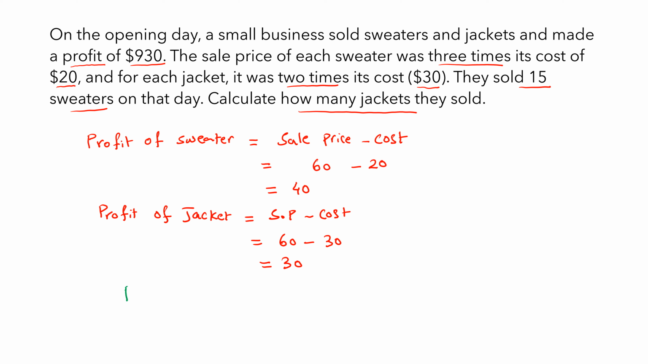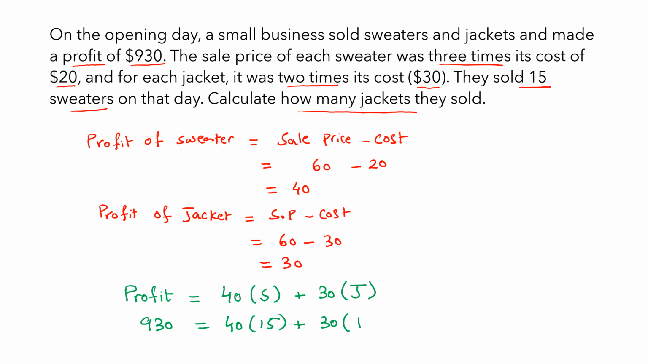So the total profit we have is $40 per sweater, so let me use a variable S, and I have $30 for the jacket. Now, in the problem, they have provided us that the total profit on that particular day is 930, and the number of sweaters they have sold is 15. So we are looking for the value of variable J that will tell us how many jackets they have sold.